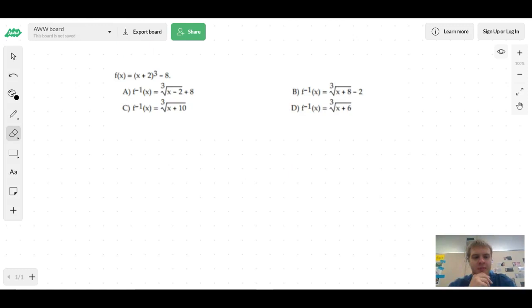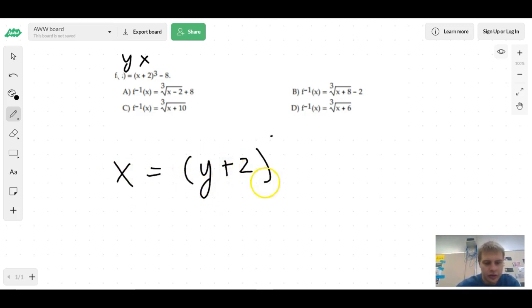Okay, so for this problem we're going to want to find its inverse. To find the inverse of a function, all you have to do is switch the x and y. So that's what an inverse means. It means flip the x and y. So this is our y for this case, and this would be the x for this case. So we would have x equals y plus 2 cubed minus 8.